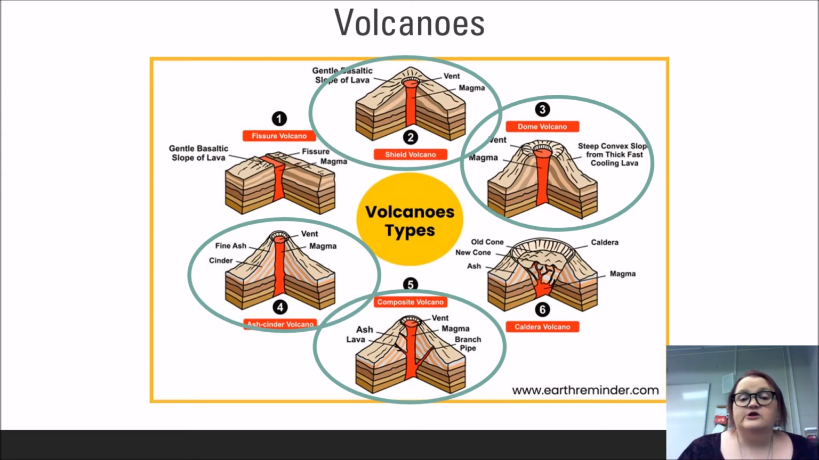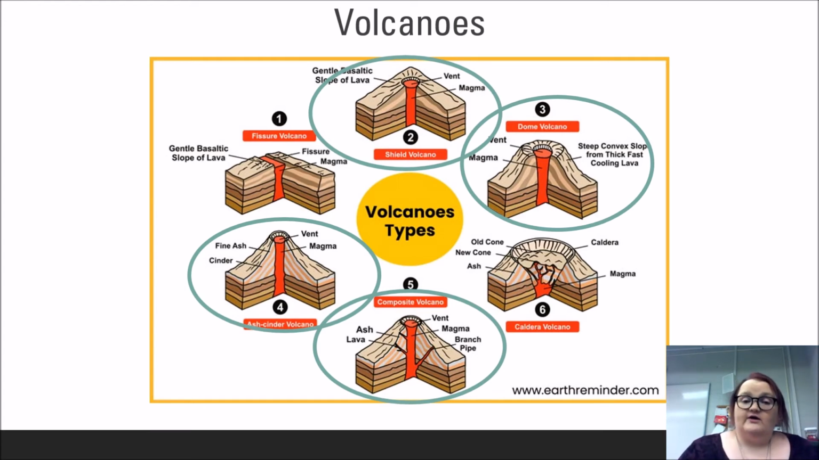The first is the shield volcano, which is often associated with a lack of ash and smoke and gently flowing lava. The shield volcano is named after its low profile and wide diameter, which resembles a shield. The Hawaiian Islands are an example of shield volcanoes.